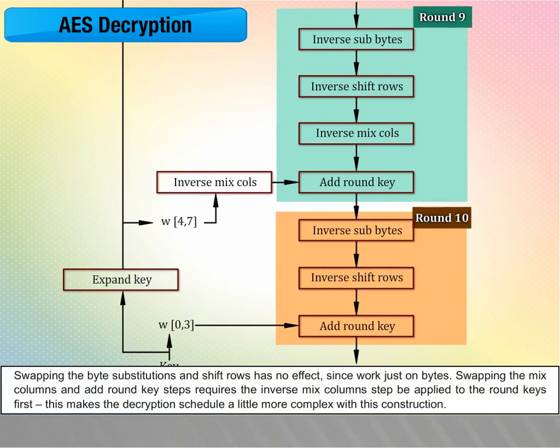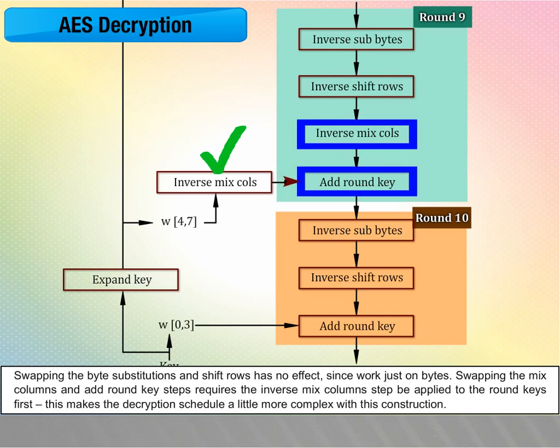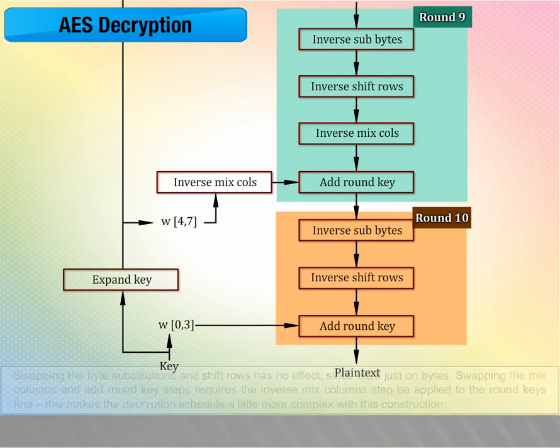Swapping the byte substitutions and shift rows has no effect, since they work just on bytes. Swapping the mixed columns and add round key steps requires the inverse of the mixed columns step to be applied to the round keys first. This makes the decryption schedule a little more complex with this construction.